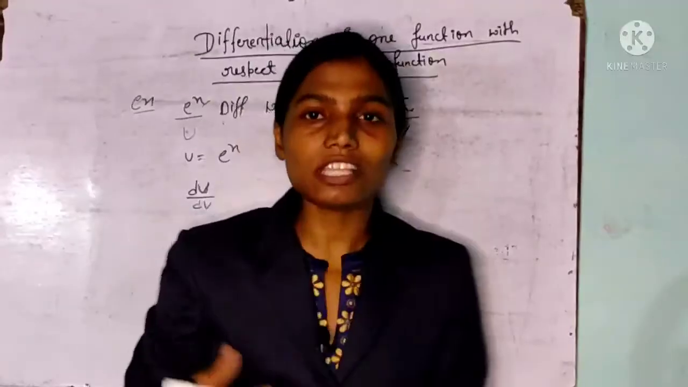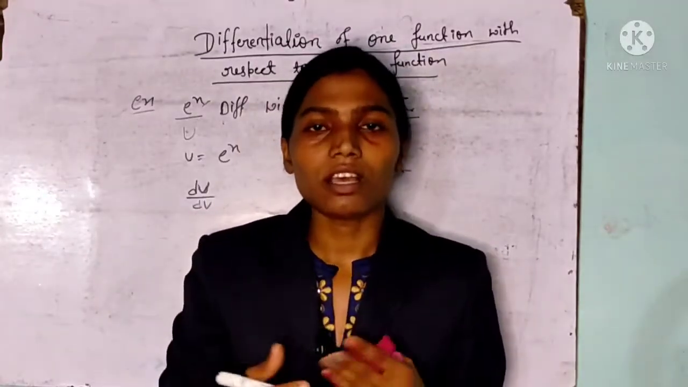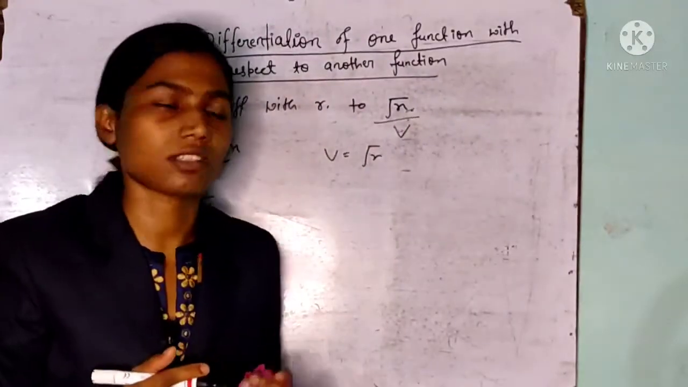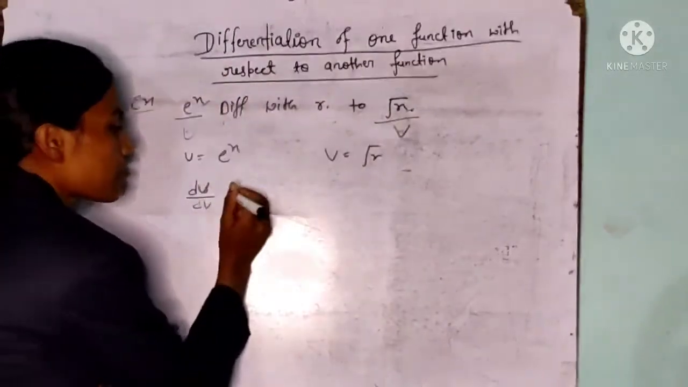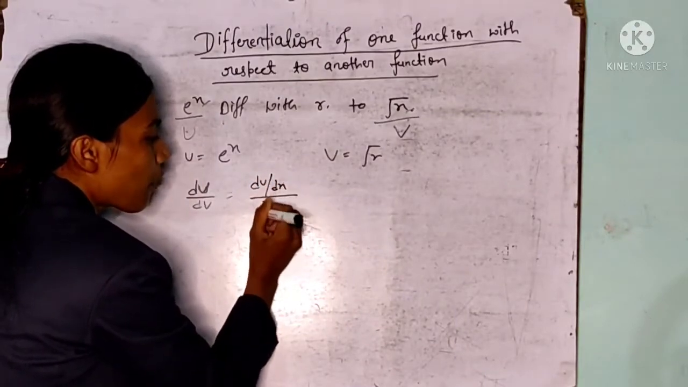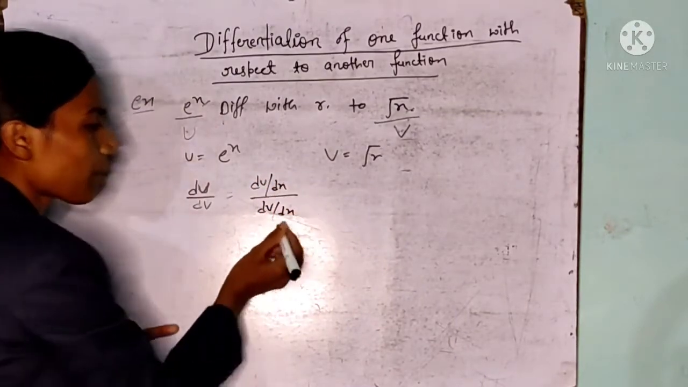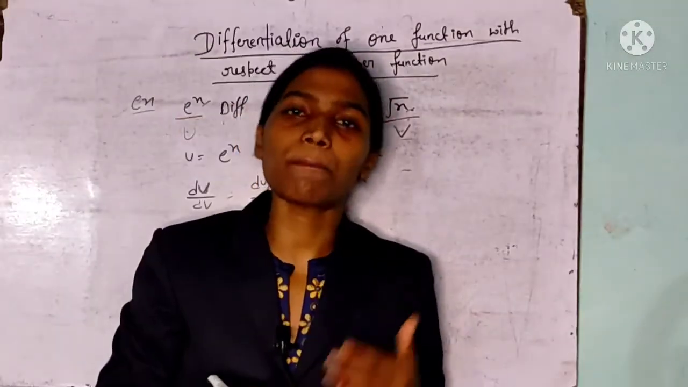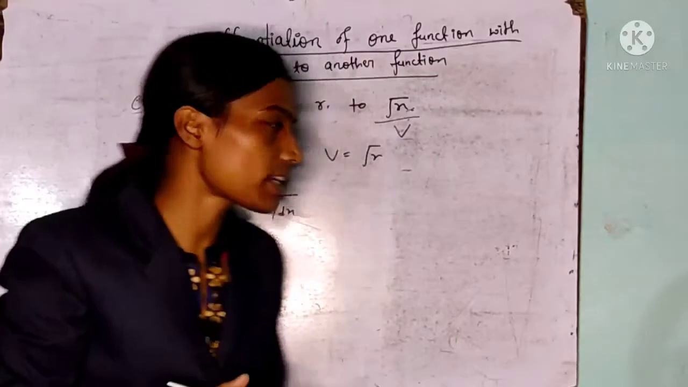In this, both functions are variables of x, so first we need to differentiate with respect to x. See how I am going to differentiate. I can write du/dx upon dv/dx. What happens? dx gets cancelled, and finally we get du/dv, one function with respect to another function. So let's come and differentiate.